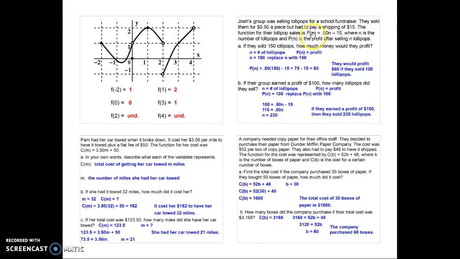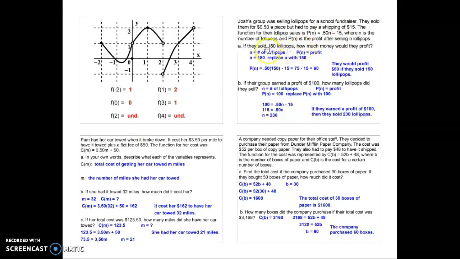Their profit means how much money are they going to make by selling these lollipops. So if they're 50 cents for each one, but we don't know how many they sold. Okay. So it's 50 cents times N, but then you have to subtract that $15 that they had to pay because that's not part of their profit. Remember, profit is how much you make at the end. Okay. So they had to subtract that $15 that they had to spend.